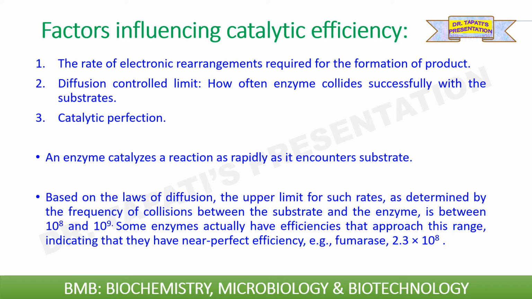Based on the laws of diffusion, the upper limit for such rates, as determined by the frequency of collisions between substrate and the enzyme, is between 10 to the power 8 and 10 to the power 9. Few enzymes actually have efficiencies that approach this range, indicating that they have near perfect efficiency. For example, fumarase has a catalytic efficiency value of 2.3 into 10 to the power 8.